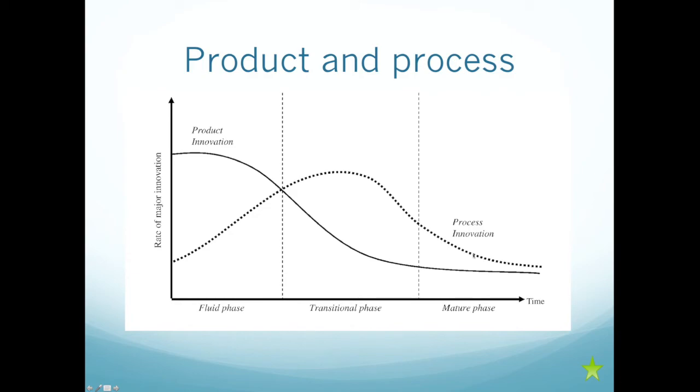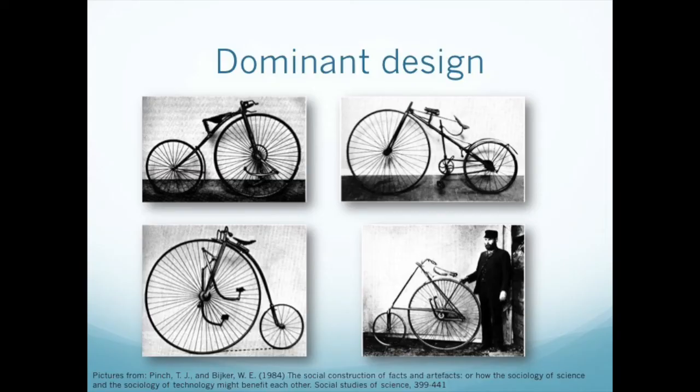I mentioned the dominant design when I talked about the process and the product and the different curves for them and the change of the rate of innovation for both of them. And dominant design is the thing when the community of innovators and firms have reached a decision in terms of what the innovation will look like.